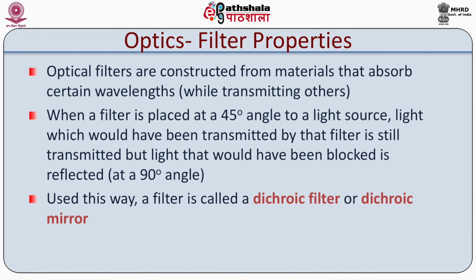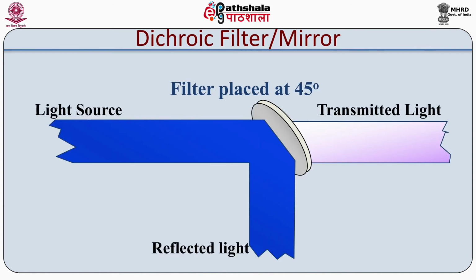Now, these filters are constructed and placed at a 45-degree angle to the light source, such that the light which would have been transmitted by that filter is transmitted, and the light which is blocked is now reflected at a 90-degree angle. So, shown as an example of a dichroic filter, the light source transmits the light at the cutoff, but because of the angle of this filter, the blocked light is now reflected at 90 degrees.